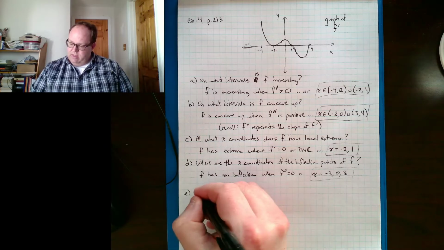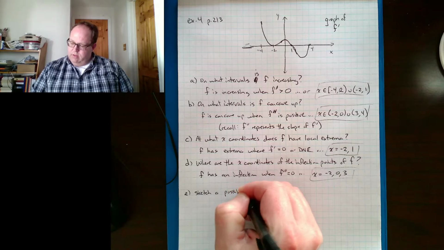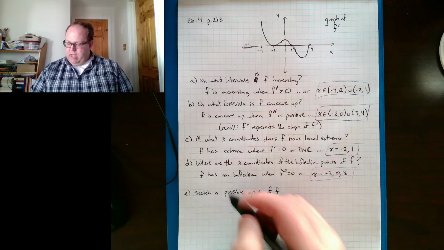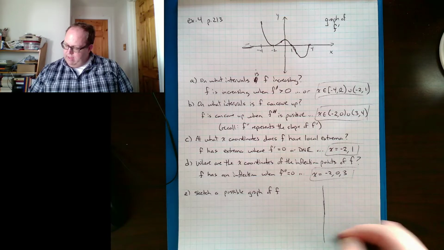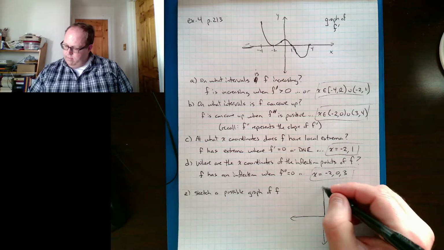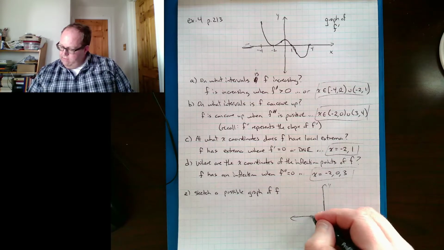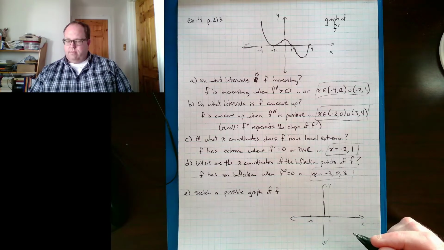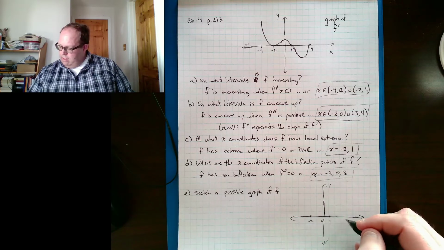And E asks us to sketch a possible graph of f. And I'll mention that word possible in a moment. But what have I just found that I need to talk about? I need to have extreme values at -2 and +1. Need inflection points at 0 and at 3.